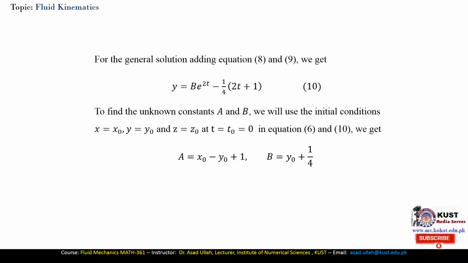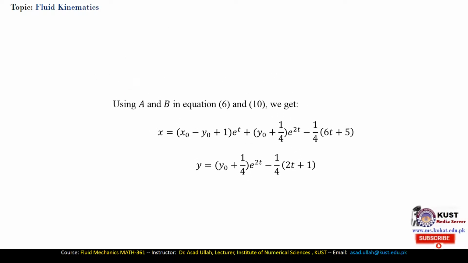Now, to find the unknown constants a and b, we will use the initial conditions, that is x is equal to x naught, y is equal to y naught, and z is equal to z naught at the time t naught is equal to 0. So, using these conditions in equation number 6 and equation number 8, we get a is equal to x naught minus y naught plus 1 and b is equal to y naught plus 1 over 4. These are the values of the constants a and b.